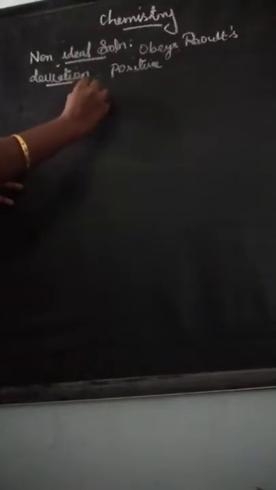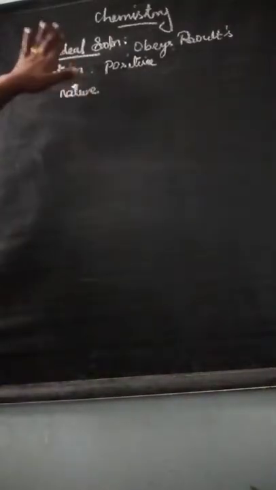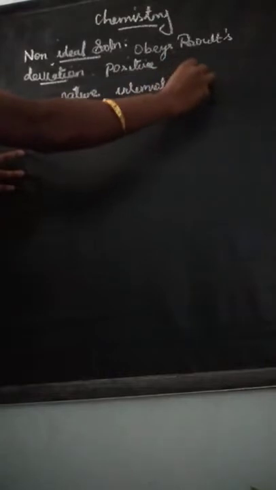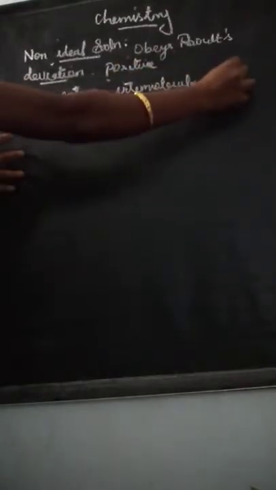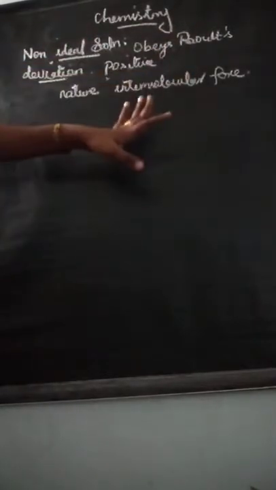See the nature of deviation from Raoult's law. The nature of this deviation can be explained in terms of intermolecular force of interaction between them. So how can we explain the nature of deviation? In terms of intermolecular force of interaction between solute and solvent.